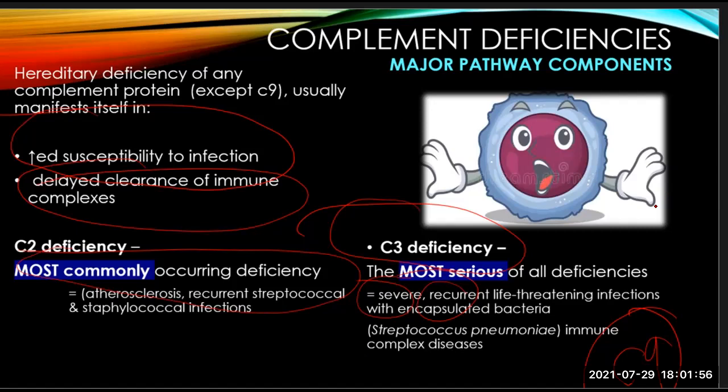And it appears that the deficiency of any of the terminal components of the complement cascade, like C5, 6, 7, 8, causes increased susceptibility to systemic Neisseria infections, including meningococcal meningitis and DIC or disseminated gonorrheal diseases.